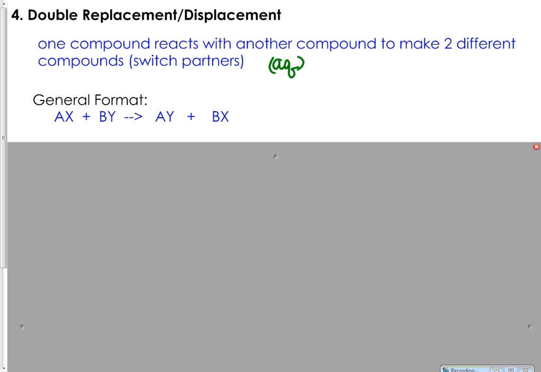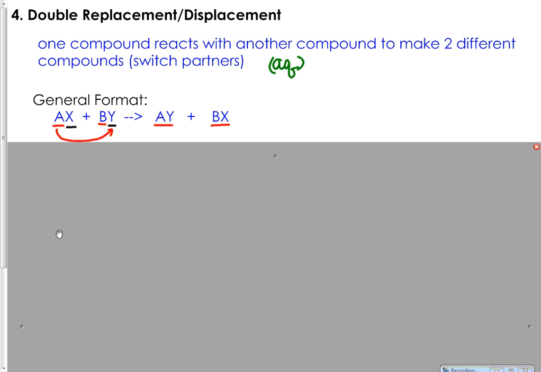Now, what it looks like in terms of a general format is that you'll have a compound, we'll call the first one AX, and the second one will be BY. Now keep in mind that A and B are both positives, and X and Y are both negatives. So you'll notice when they switch partners, they have to switch so that positive stays with negative. So for example, A cannot pair up with B. The only choice A gets to make is to be with Y. So we get a new compound AY, and then BX would form as a result.